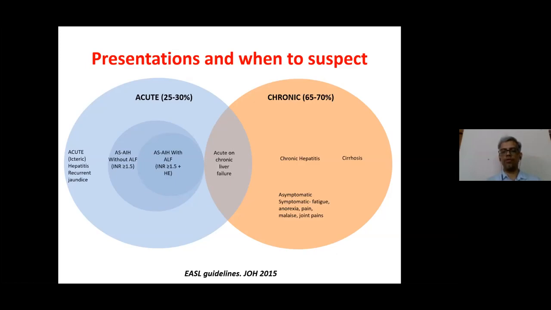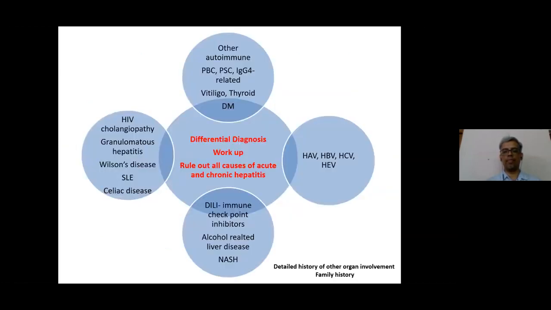So we should keep the possibility of a diagnosis of autoimmune hepatitis in every patient who comes to you with an acute presentation, chronic presentation, cirrhosis, decompensated cirrhosis, and even for acute or chronic liver failure.